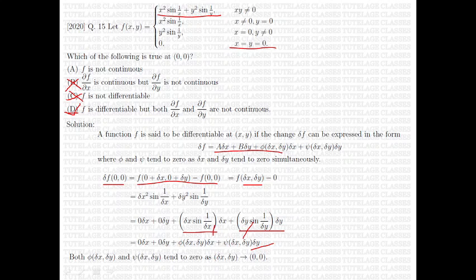Also we know that differentiability implies continuity. That means the function is also continuous at the origin. So this option is also struck out. Thus we can say that option D is the right option, and we don't need to check the continuity of the partial derivatives of f with respect to x and y at the origin. So option D is the right option.